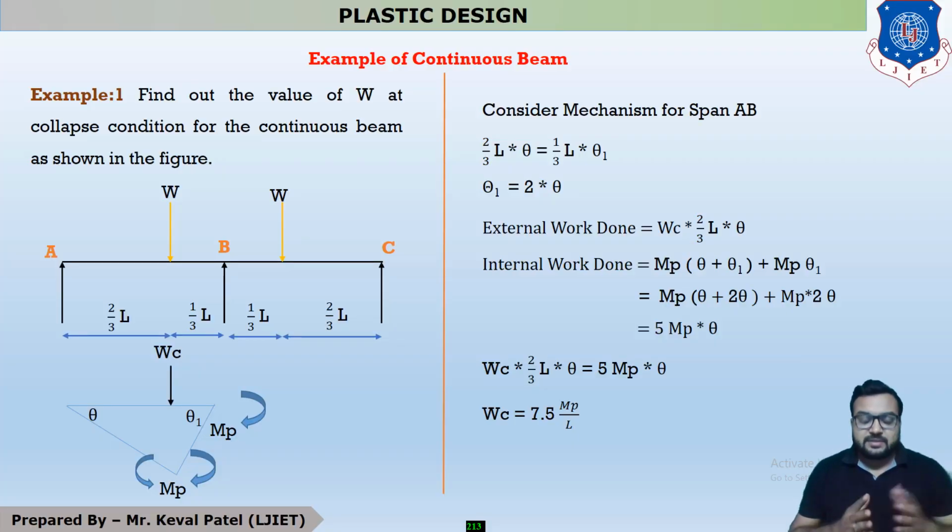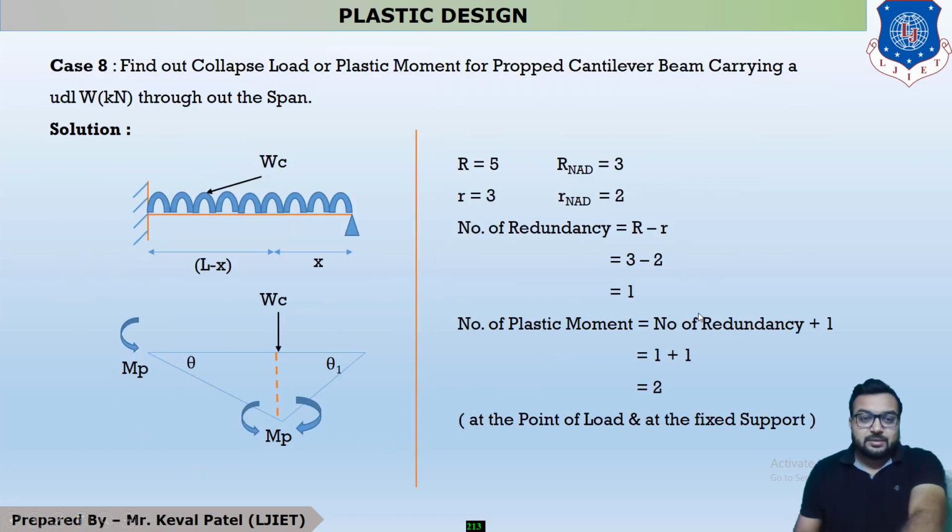In the last lecture, we discussed our case number 8, which is when the UDL is acting on a propped cantilever beam. Okay, so students, let us revise. This question is asked in GTU: find the collapse load or plastic moment for a propped cantilever beam carrying a UDL capital W kilonewton throughout the span.